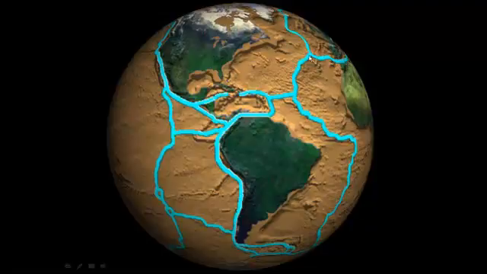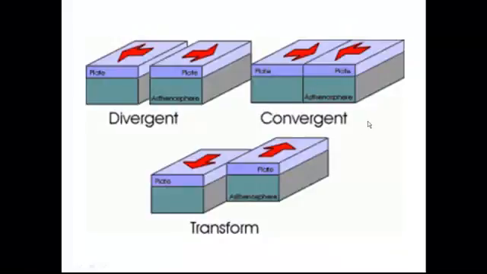Here, these blue lines represent plate boundaries, that is, where two separate tectonic plates meet. There are three types of plate boundaries. There's divergent, which means that the two plates are moving apart from each other. Convergent, which means the two plates are coming together. And transform, which means that the two plates are moving side by side, either in opposite directions or at vastly different speeds.